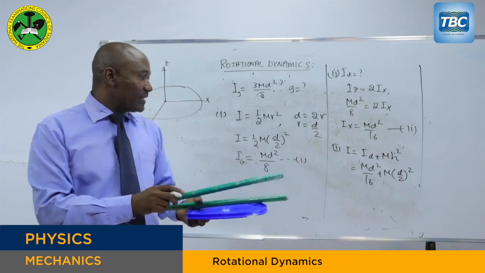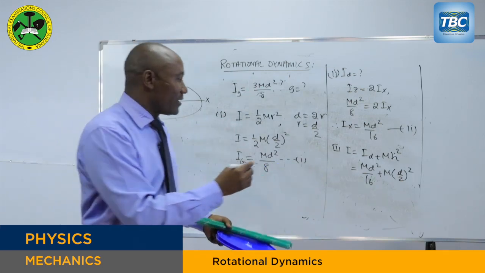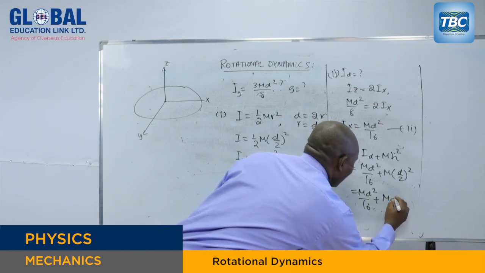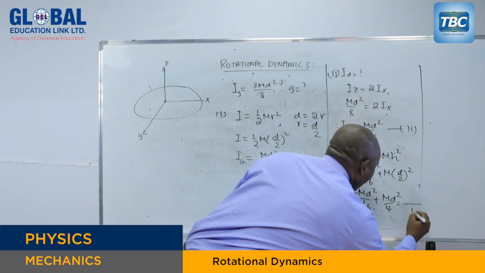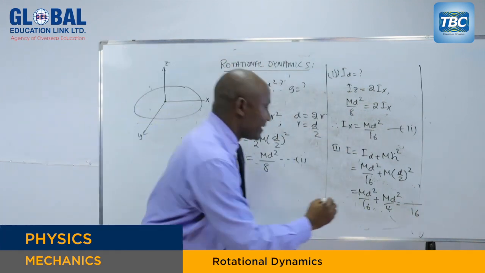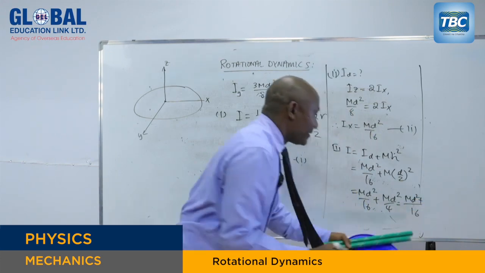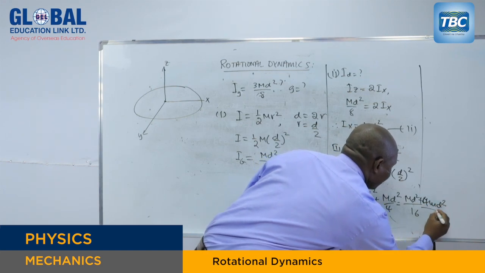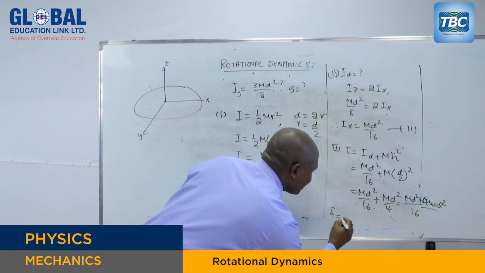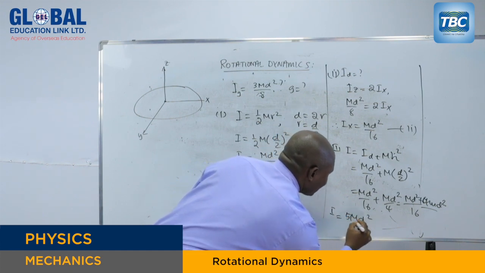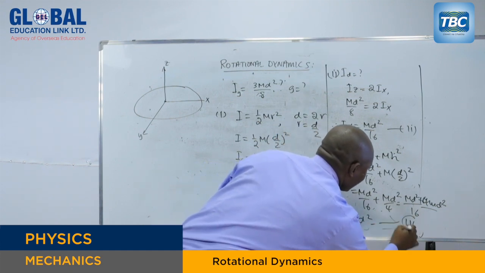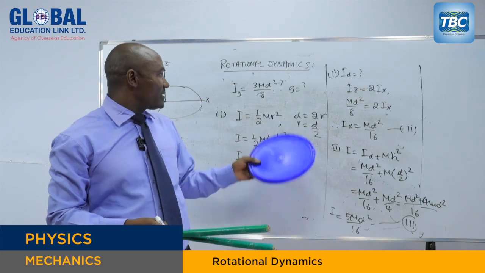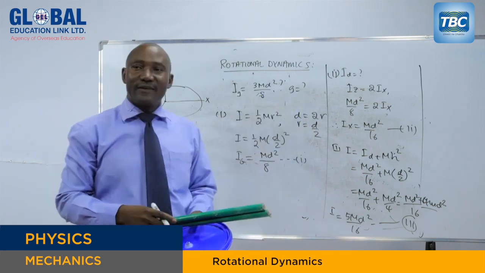If you find r in terms of d, since the question consists of d and m, we come up with md squared over 16 plus md squared over 4. If you find the LCM with 16, 16 divided by 4 gets 4, so the answer about that axis equals 5 md squared over 16. Question number 3: wrong, not the answer. It's not 3 md squared.